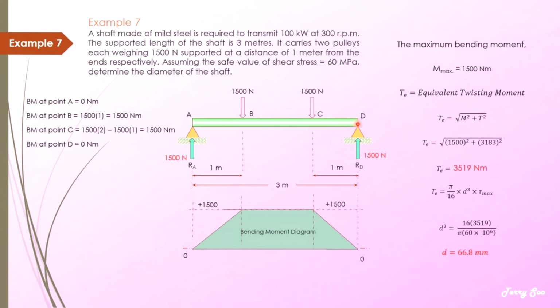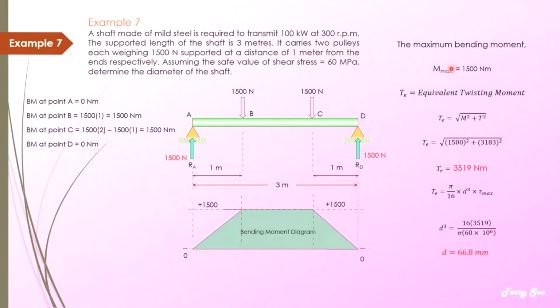When you consider point D, towards the end of the shaft, usually it's 0. You don't need to calculate, you just put 0. For equilibrium of the shaft, if the support is at the end of the shaft, then the bending moment there is 0. From this, you can plot your bending moment diagram. So the maximum bending moment is 1500.